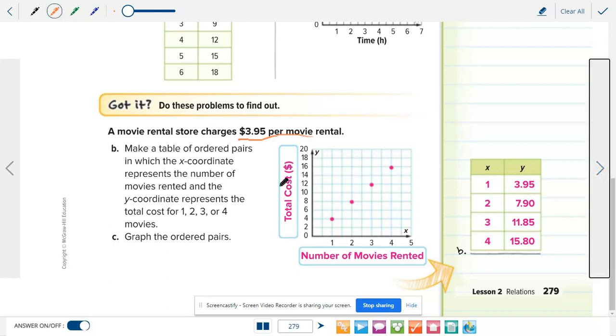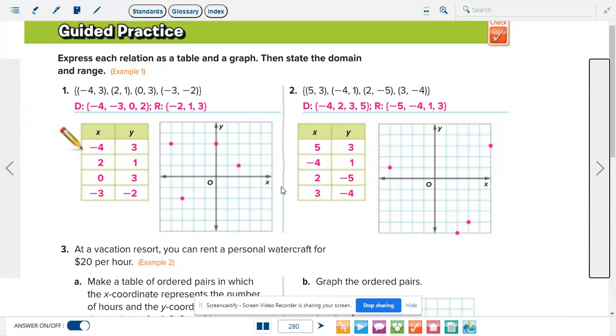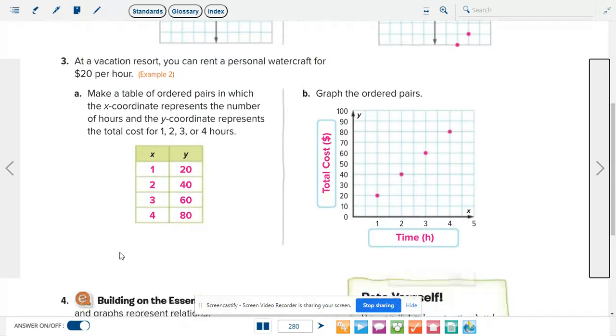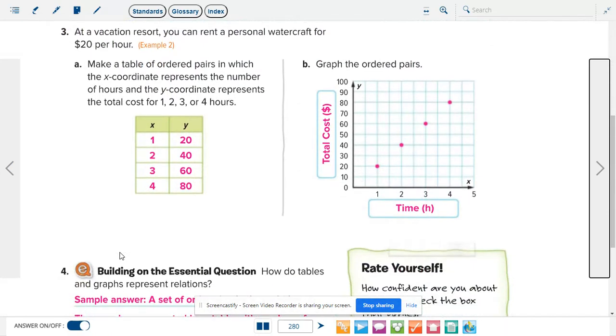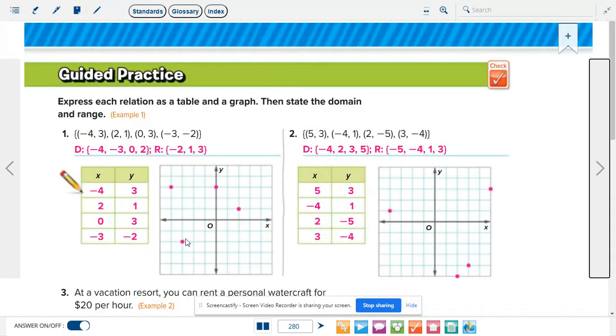That is the lesson, guys. Like, that's it. You have to know what domain and range are, and you have to be able to tell me that a relation is just a collection of ordered pairs. All right, here are some examples for you. You can review through these to make sure you understand, but it's pretty straightforward, pretty cut and dry. What's domain, what's the range, and what's a relation. All right, good luck.